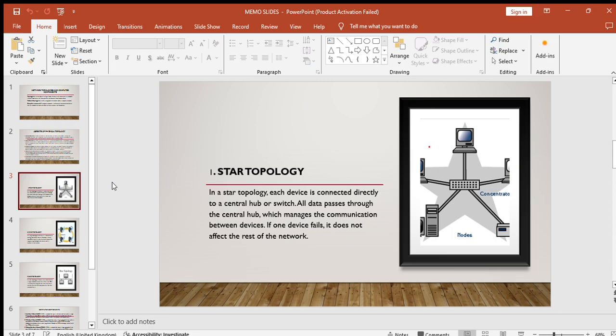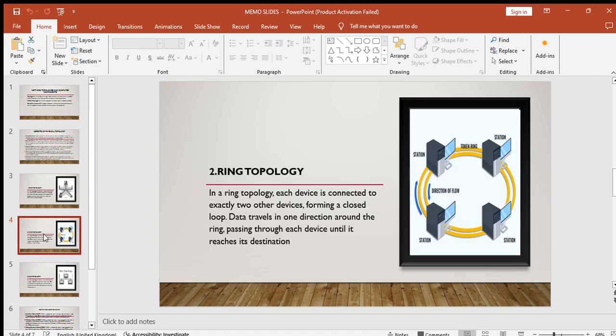Okay. Under the physical topologies, we have the star topology. I believe you can see the diagram of the star topology. In a star topology, each device is connected directly to a central hub or switch. All data passes through the central hub, which manages the communication between devices. If one device fails, it does not affect the rest of the network. Right?